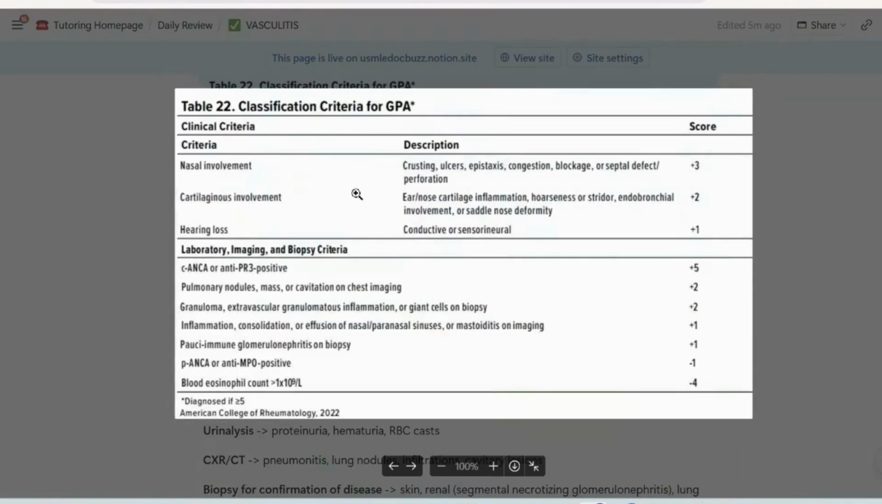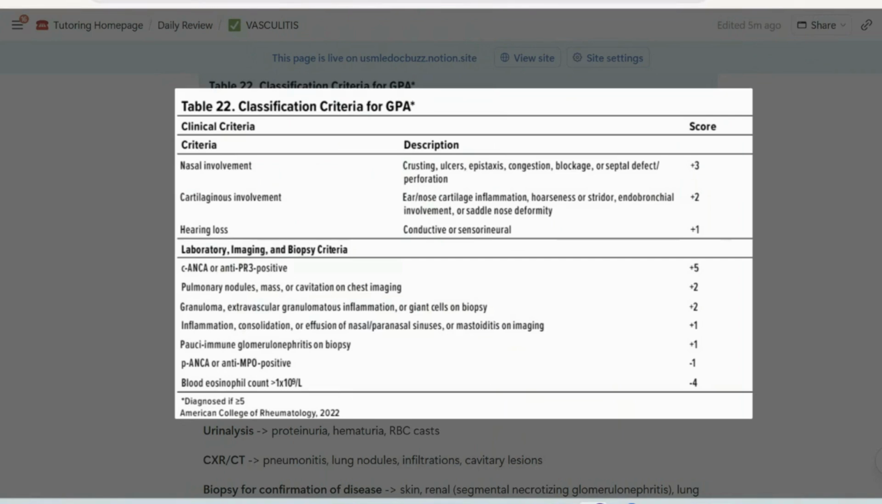So here is the classification criteria: nasal involvement, so most of the upper respiratory symptoms, right? Any sort of congestion, epistaxis, blockage of the nasal, right? Or the cartilage, for example, ear and nose cartilage, maybe the endobronchial cartilage, the nose cartilage causing degeneration and producing the saddle nose, right? Because of gravity, the cartilage is basically having this like landslide moment, right? And it forms the saddle, called the saddle nose deformity.